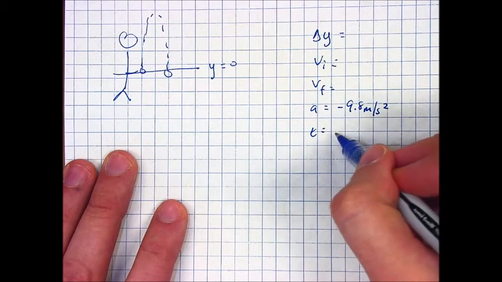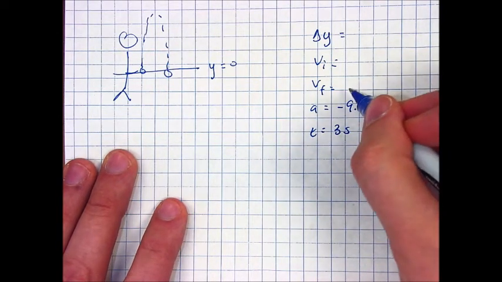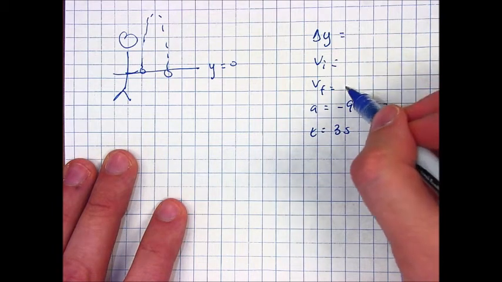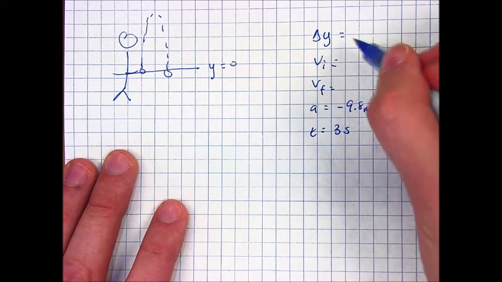Time was given to us as 3 seconds, and that's for the entire trip up and down. V final, we're not sure. V initial is what we're looking for. How fast did Mr. Vitale throw this up?